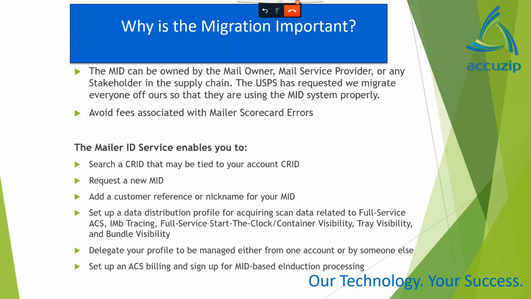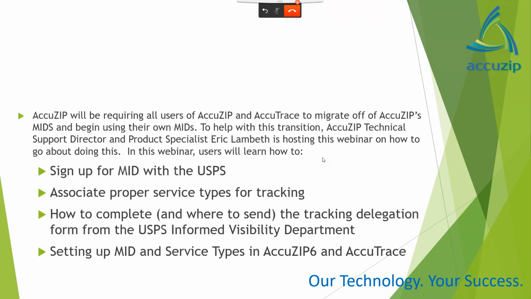So we want to avoid that, and the best way to avoid that is by using your own mailer ID in those Intelligent Mail barcodes. And as you can see from this PowerPoint slide, the mailer ID service enables you to do many different things. So there are a lot of good benefits to using your own mailer ID. All right, as we move on.